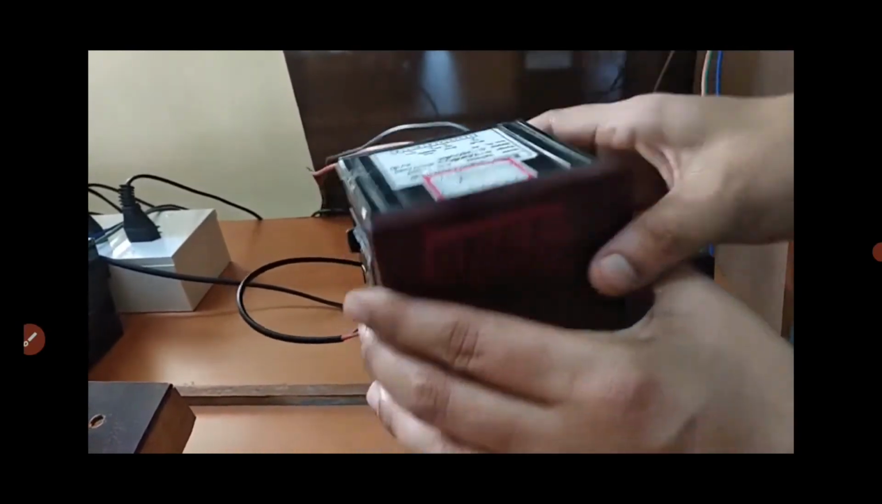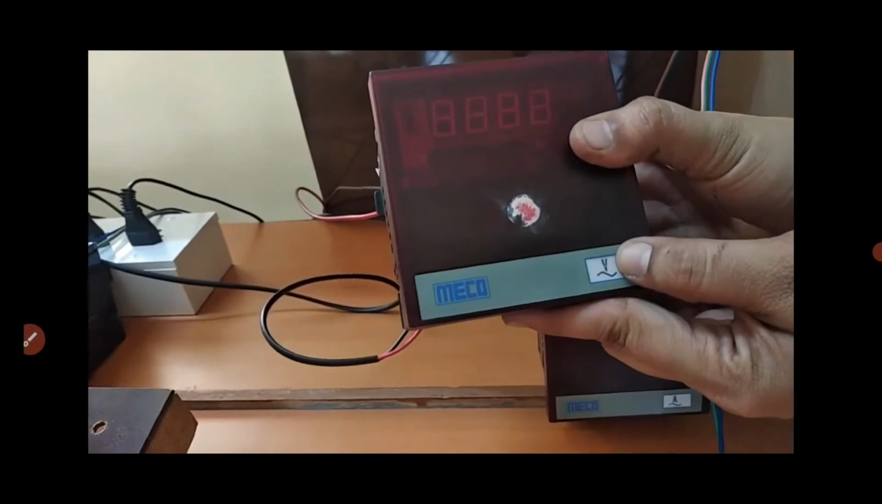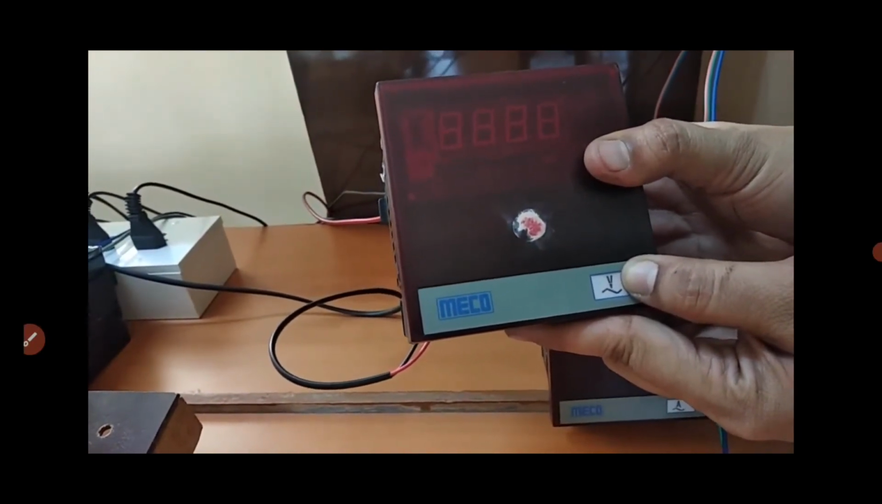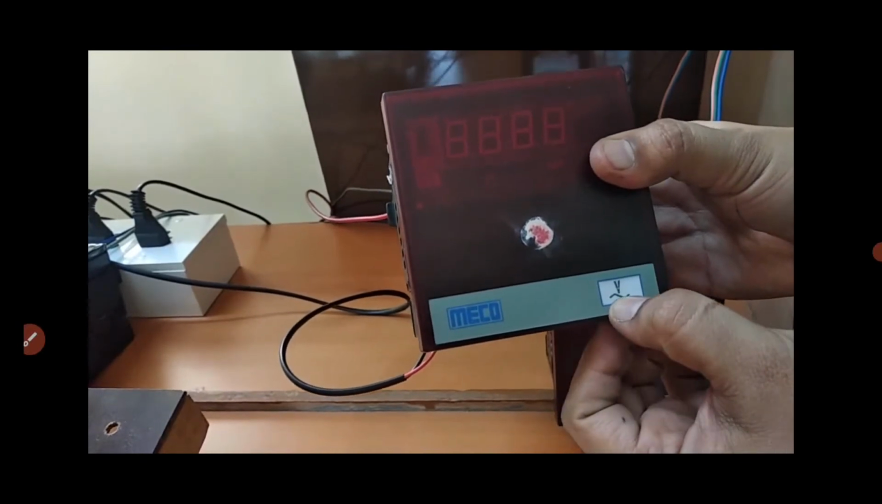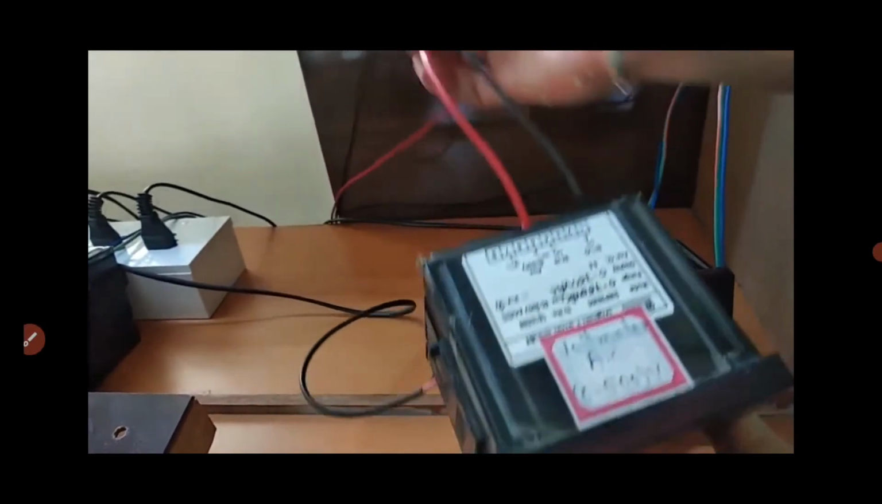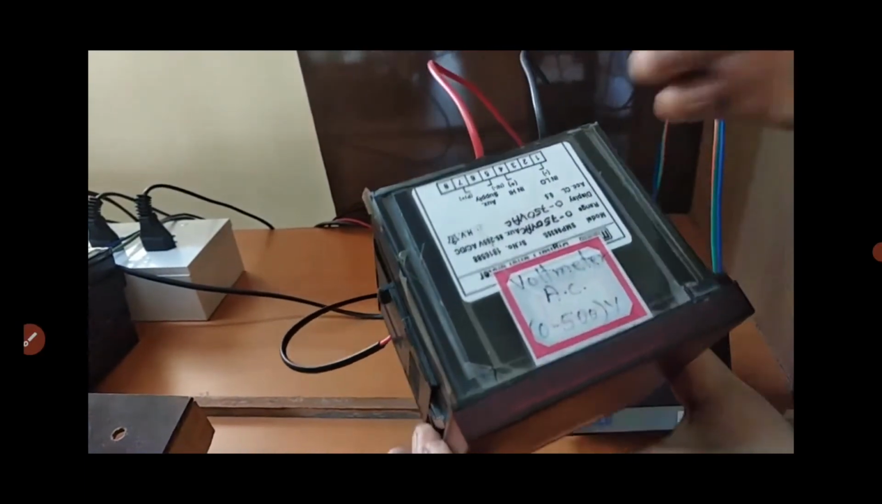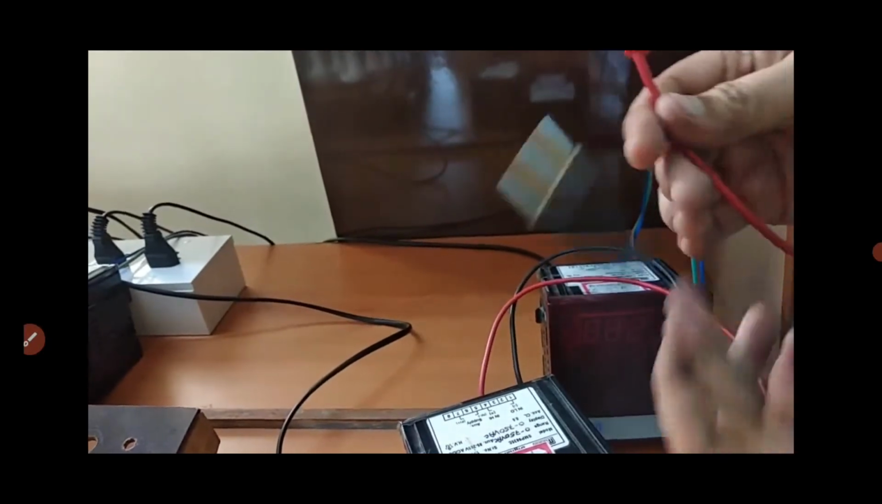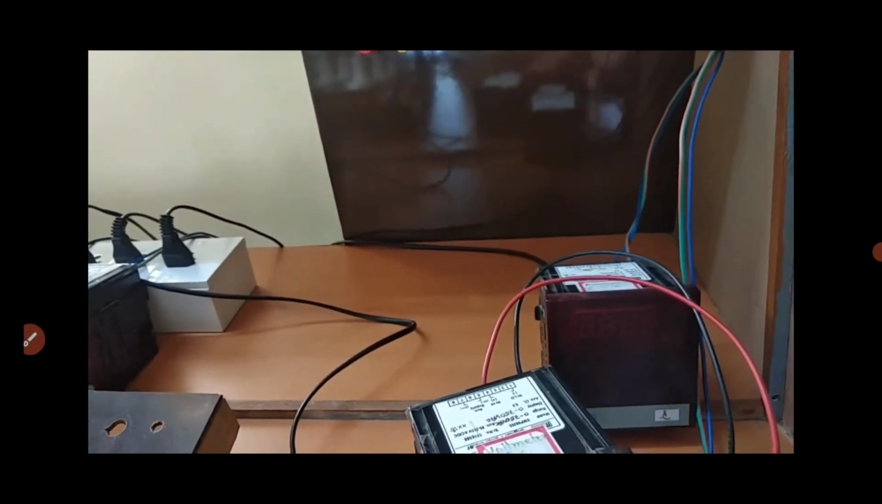Let us learn about the voltmeter. Voltage is measured in volt. The unit of voltage is volt, and the AC is indicated by this symbol. The range of this is 0 to 500 volt, and this voltmeter has 2 terminals, common and range.